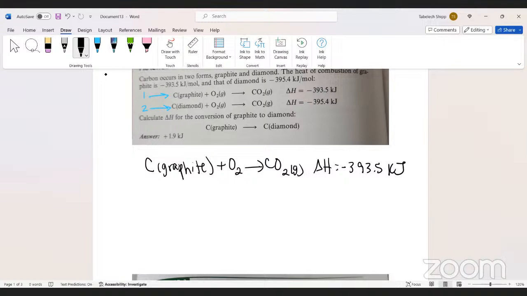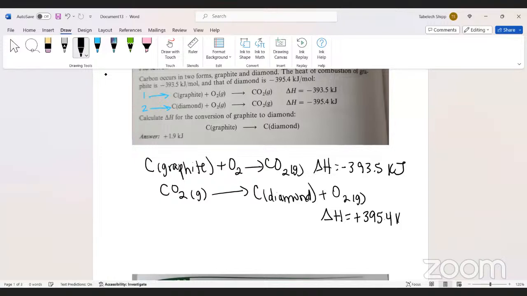So I'm going to rewrite the second reaction and put carbon dioxide on the reactant side this time, and then put C diamond on the product side plus oxygen. Now, I write pretty big, so I don't have space to write the delta H right beside it. So I'm going to write it underneath. Remember, because it was initially negative, it's now going to become positive 395.4 kilojoules.